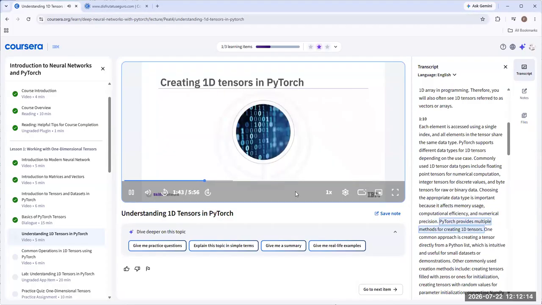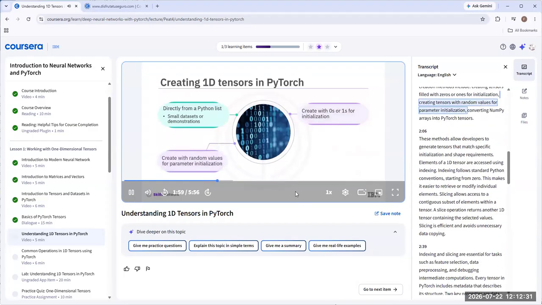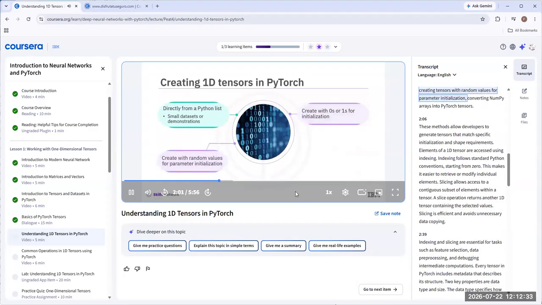PyTorch provides multiple methods for creating 1D tensors. One common approach is creating a tensor directly from a Python list, which is intuitive and useful for small datasets or demonstrations. Other commonly used creation methods include creating tensors filled with zeros or ones for initialization, creating tensors with random values for parameter initialization, and converting NumPy arrays into PyTorch tensors. These methods allow developers to generate tensors that match specific initialization and shape requirements.